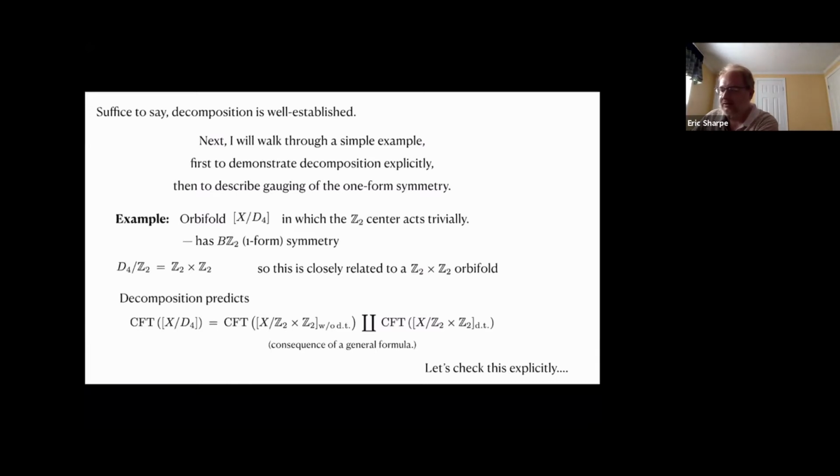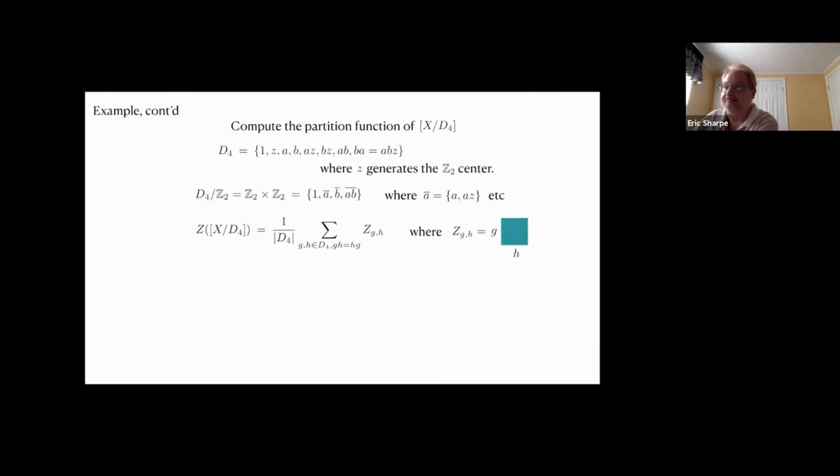This is a consequence of a general formula, a general prediction for decomposition, which has been written down for analogs of nonlinear sigma models. I'm not going to have the time to walk through the details. If you're curious, ask me later. But suffice to say, it's a consequence of a formula, not just some random observation. Now, let's check that. Let's check it by, for example, computing the partition function. To do that, if you'll bear with me for a second, it'll be helpful to actually walk through the possible group elements. So D4 has 8 elements. I'm going to label them 1, Z, A, B, and various products thereof. The Z generates the Z mod 2 center.